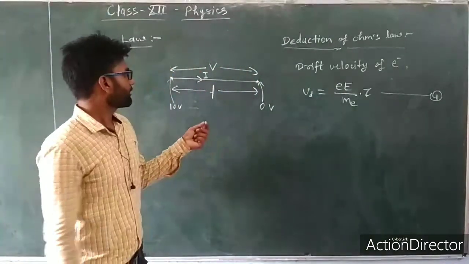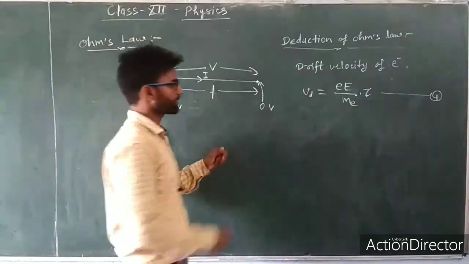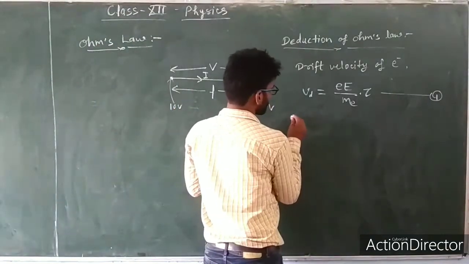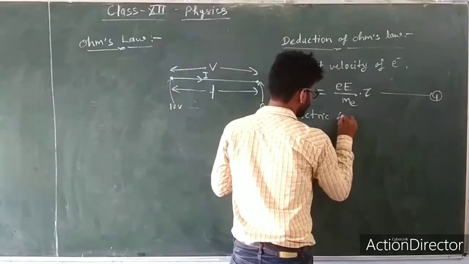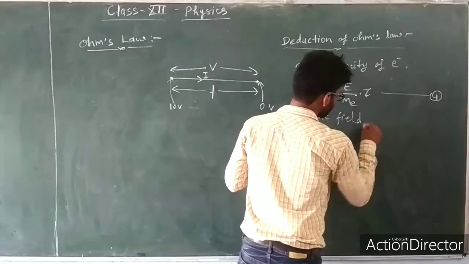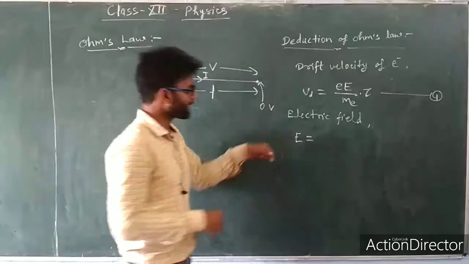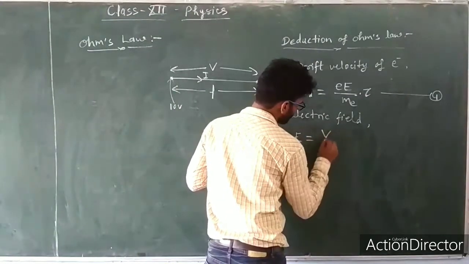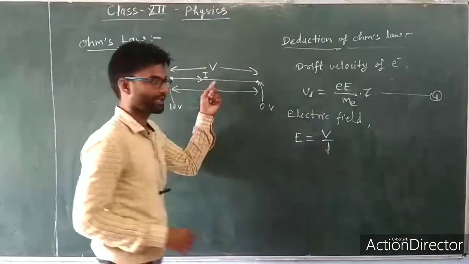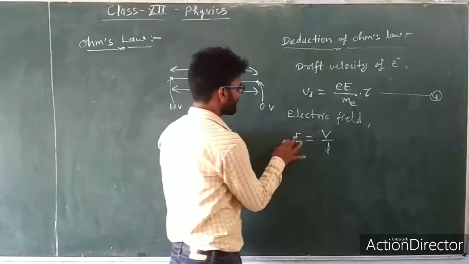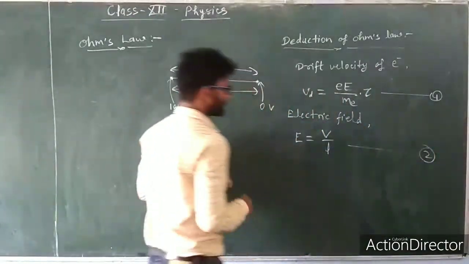After that we can write the formula between voltage, length and electric field. As we know, the electric field is given by the potential gradient, so E equals V by L, where V is the potential difference across this wire, L is the length of this wire, and E is the electric field. This is equation 2, right?